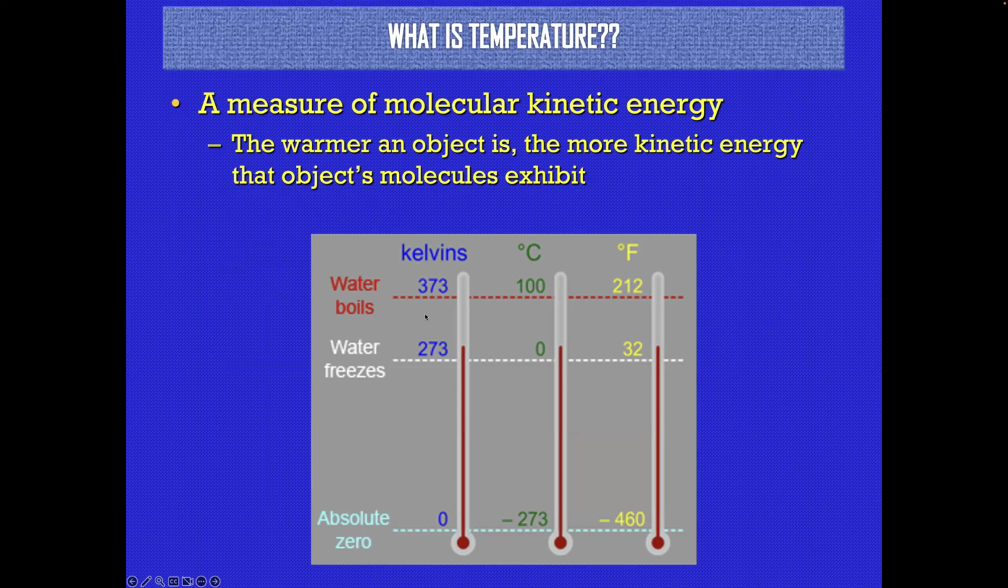And the good thing about Kelvin is it has no negative numbers. So it's good for math because there's no negative numbers to worry about. In any event, these are the three temperature scales, and basically it's a measure of molecular activity. So the hotter something is, the more the molecules within that substance are vibrating.